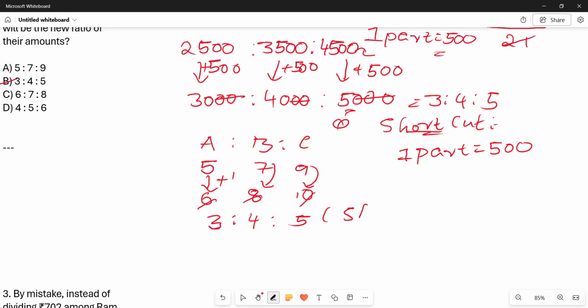This is the shortcut. No need to calculate the amount of A, amount of B, amount of C. It's a waste of time. For competitive exams, every second is important. So one part is 500, A already has 5 parts. That means you are adding one part now, which gives 6. 7 parts you already know. We are adding one part, which gives 8. C is 9 parts, we are adding 1 part, 10. 3 is to 4 is to 5 will be the answer.